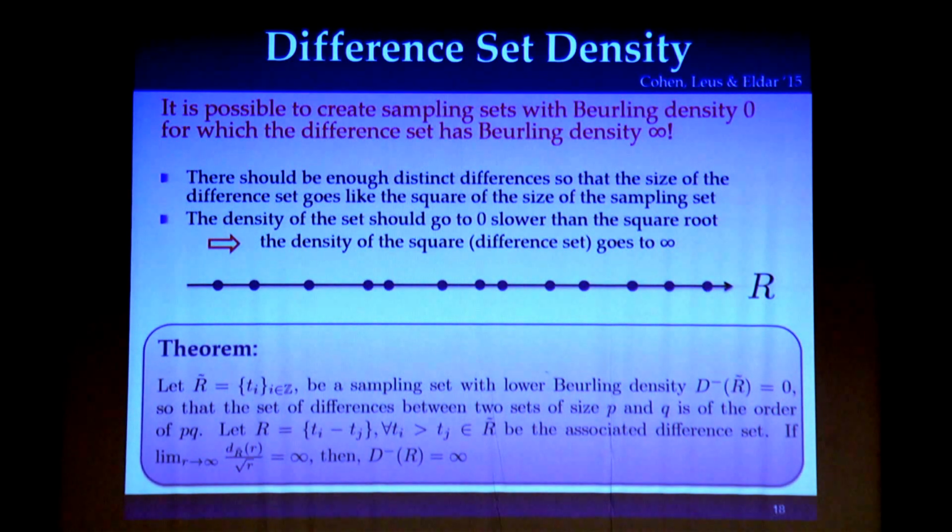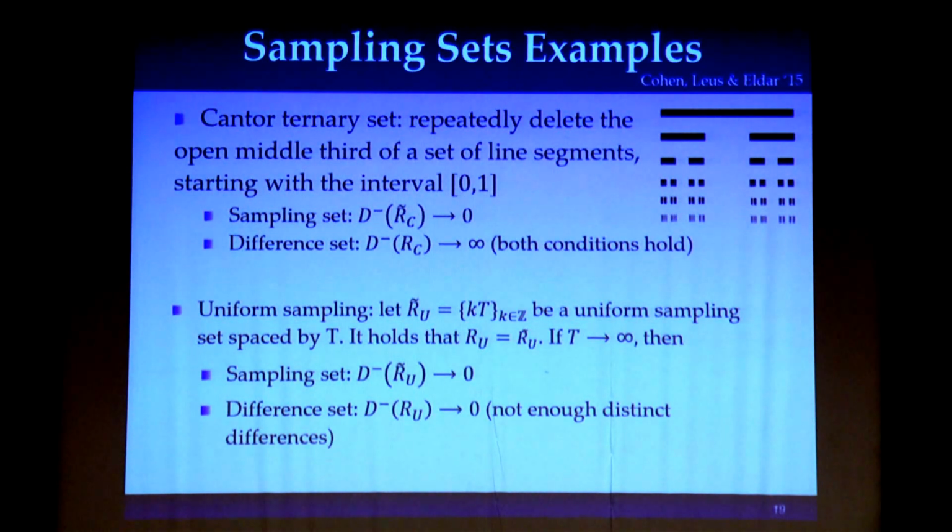And this is what the theorem here is saying. So let's take two small examples of such sampling sets. If we look at the Cantor set, you take a segment from 0 to 1 and repeatedly cut the open middle third. What you get at the end is a sampling set with density 0, but the difference set will have density infinity. So this is a good set for us.